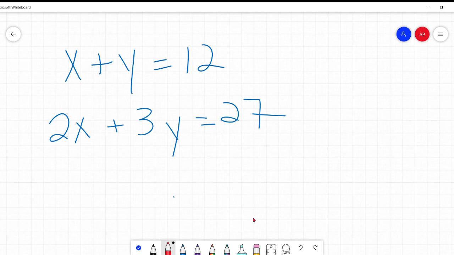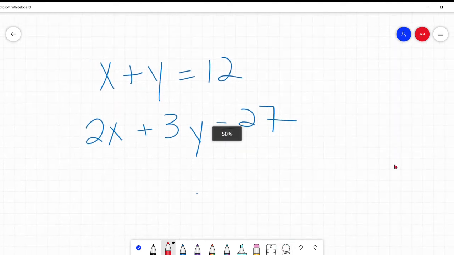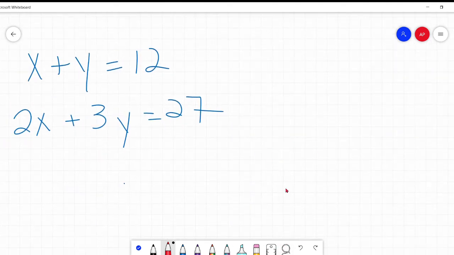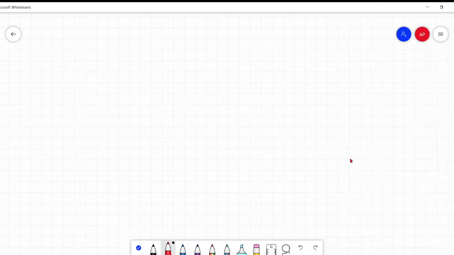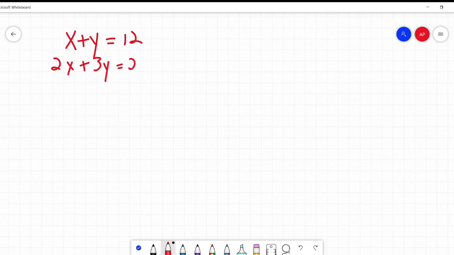Graphing, a lot of people find graphing to be the easiest of the three ways, especially when you are using a graphing calculator. I'm going to show you just a little bit. I probably should have written that smaller. Let's write this a little smaller just so it's a little easier. So we have x plus y equals 12, 2x plus 3y equals 27.